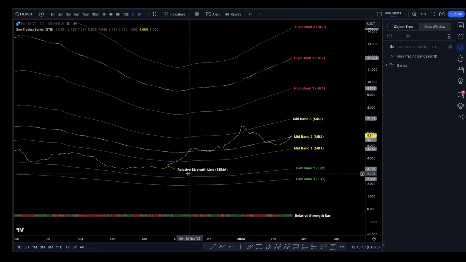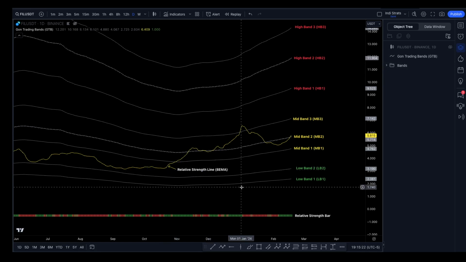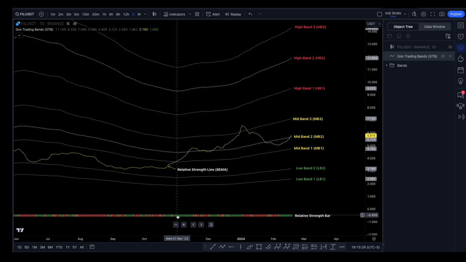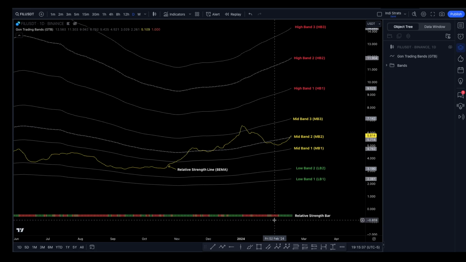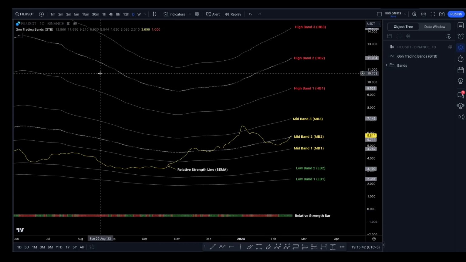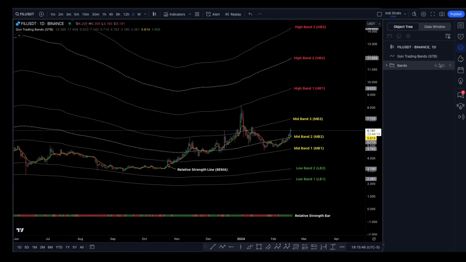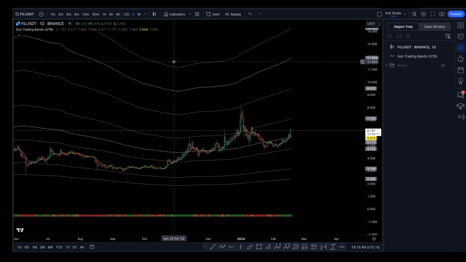Very simple and straightforward. So then you have a relative strength line here, which is the 8 EMA. And at the bottom you have the relative strength bar, which shows if the candle close was above the relative strength line, which is green, or beneath the relative strength line, which will be shown as a red bar. You can turn each of these on and off as you wish. I will show that in the settings in a minute. Let's put the price candles back up and disable this.